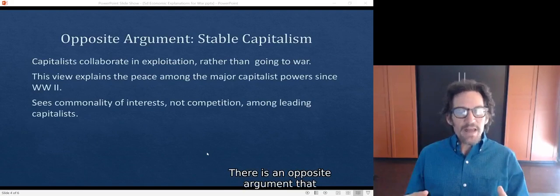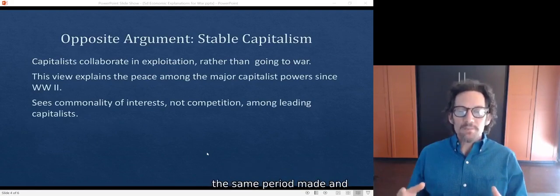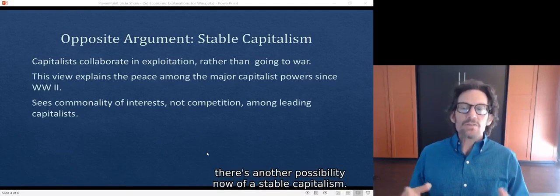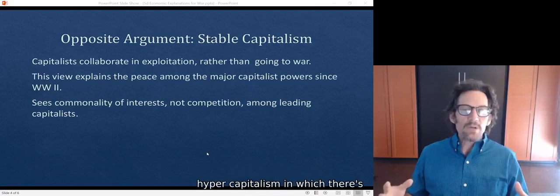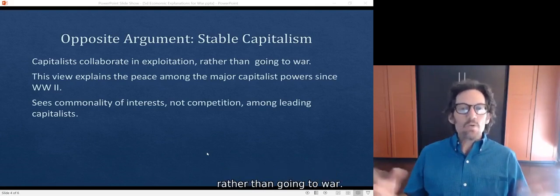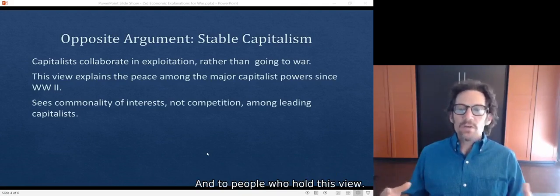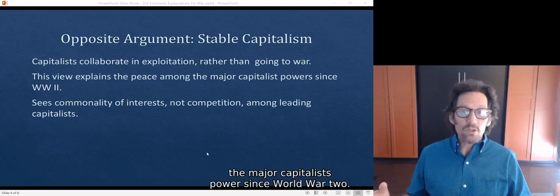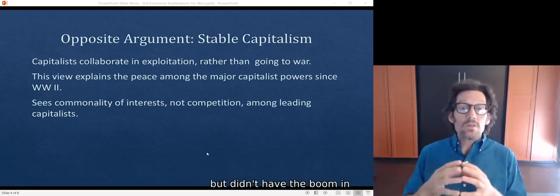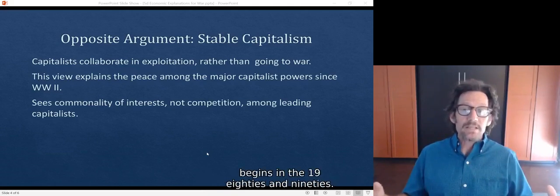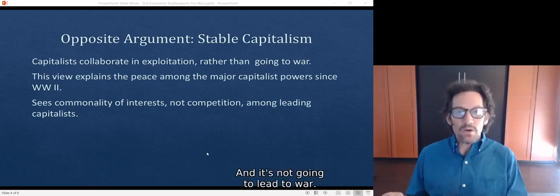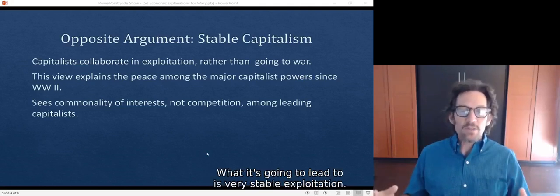There is an opposite argument that many prominent Marxists of the same period made, and that a lot of people have made since. The argument is that there's another possibility of stable capitalism. In this view, you get a sort of hyper-capitalism in which there's a global class of capitalists who collaborate in exploitation rather than going to war. To people who hold this view, this explains the long peace among the major capitalist powers since World War II. And when we see the great boom in free trade beginning really after World War II, and then the boom in global financial movements that begins in the 1980s and 90s, they say this is all a single group of capitalists taking over the world, and it's not going to lead to war. What it's going to lead to is very stable exploitation.